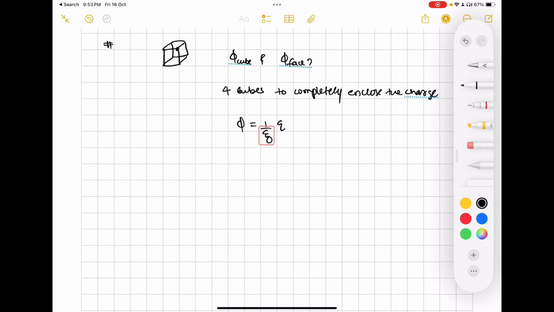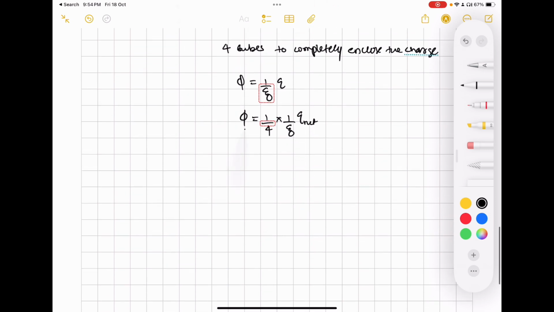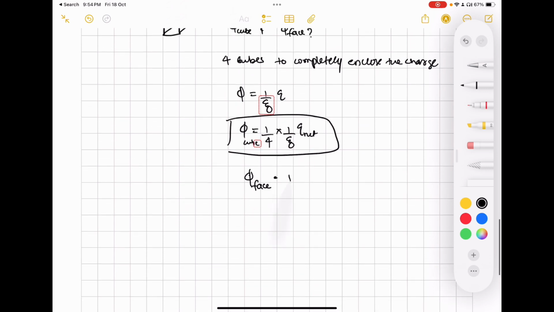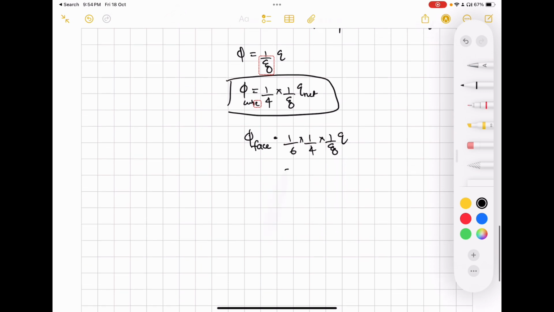But here the flux is phi is equal to 1 by 4 into 1 by epsilon 0 times q net, and this is the flux through one cube. We have 6 faces for a cube, therefore the flux through one face is 1 by 6 into 1 by 4 into 1 by epsilon 0 q, which is equal to 1 by 24 times q by epsilon 0.